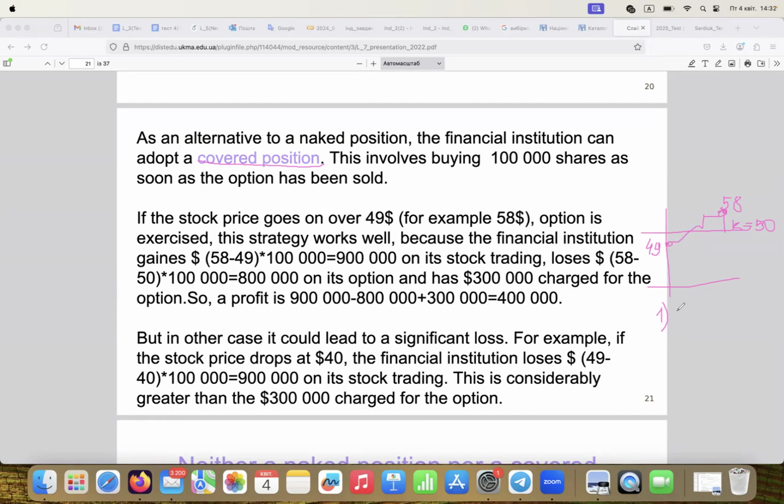9. Okay, 9. It is 58 minus 49. It is 8, yes. 9. Oh, 9, you said. Yes, okay. 9. And how much do we have of this? 100,000, yes? 100,000. Okay.